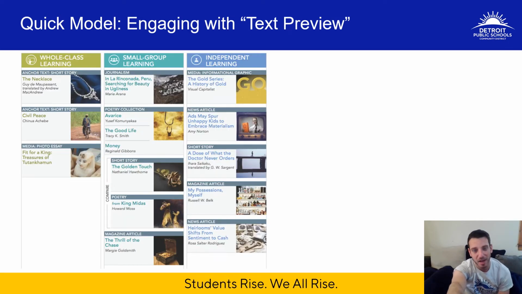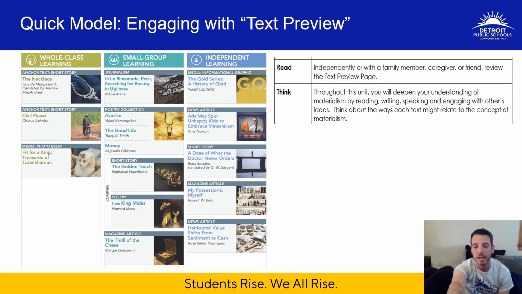So the first step is to find the text preview page, and that's in your packet, it's the next page down. And I'm going to remind myself what I actually have to do with the text preview page. And so I'm going to go back to my packet and read the think part again. It tells me that I have to think about ways that each text might relate to the concept of materialism.